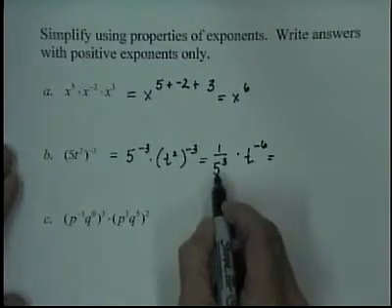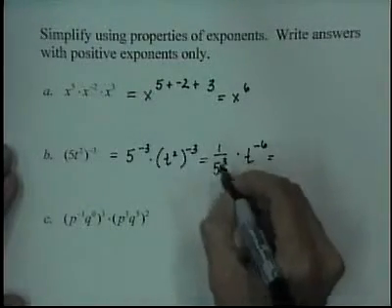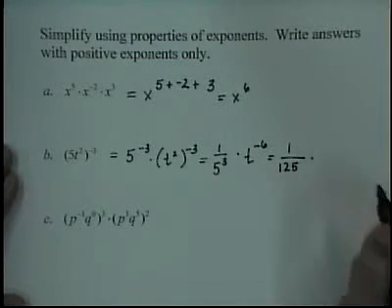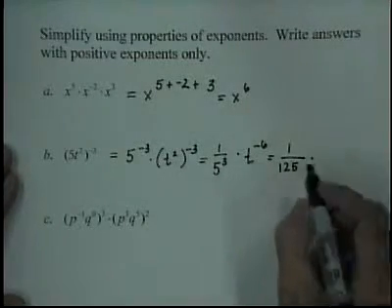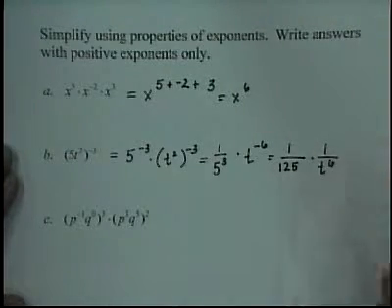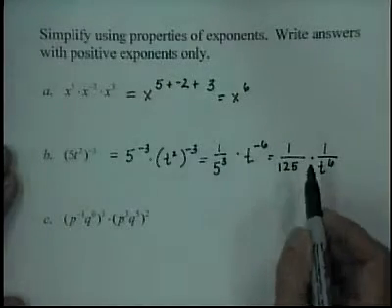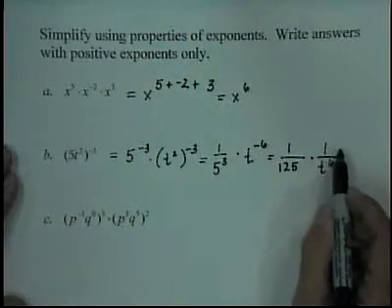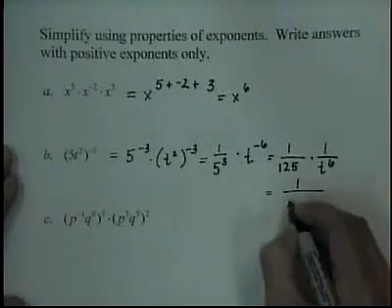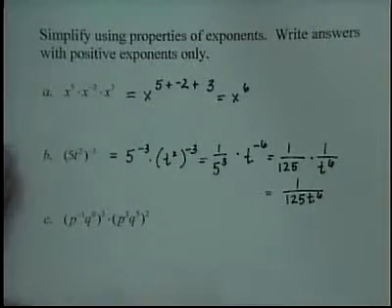Continuing, I know 5 to the 3rd is 125, so I'm going to write this fraction as 1 over 125. T to the negative 6th is written 1 over t to the positive 6. And finishing the multiplication here, it's a multiplication of fractions. Multiply the numerators, multiply the denominators to get 1 over 125 t to the 6th power.